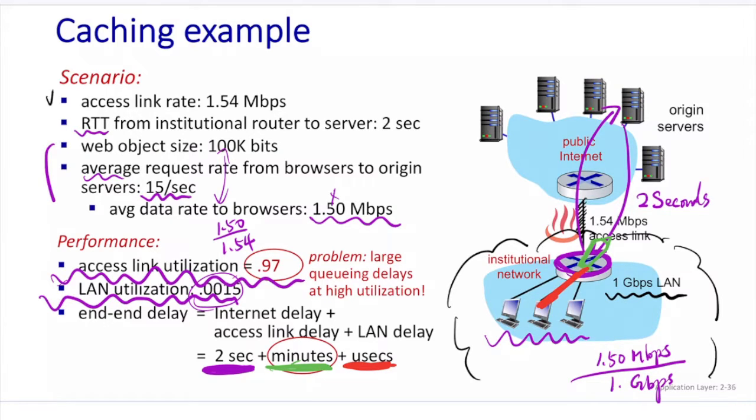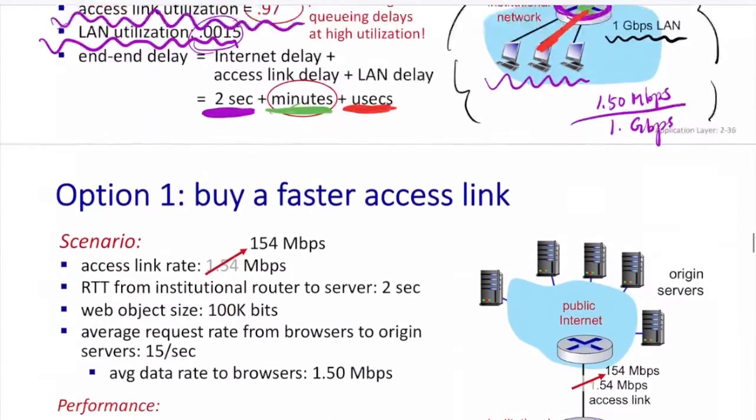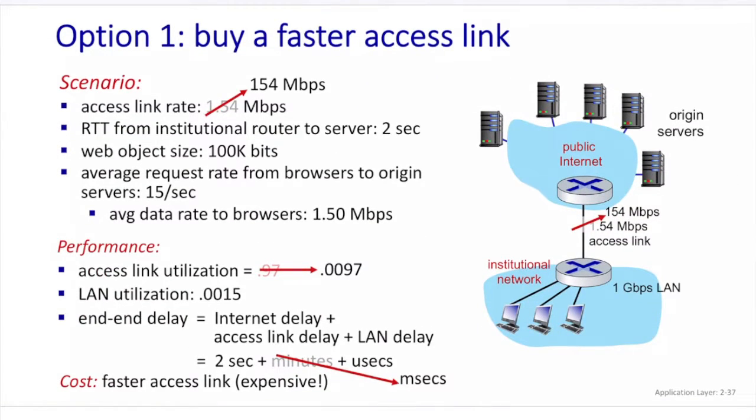So how do you deal with such kind of problem? Because you have only a very limited outgoing access link. Here's option one. It's quite straightforward. That means you spend more money to enlarge your outgoing access link bandwidth from 1.54 megabit per second to 154 megabit per second.